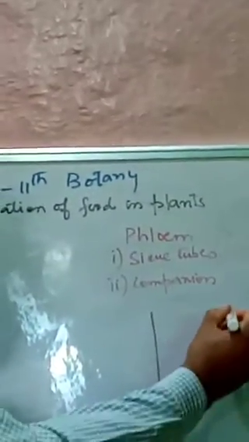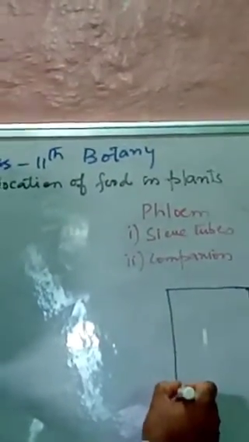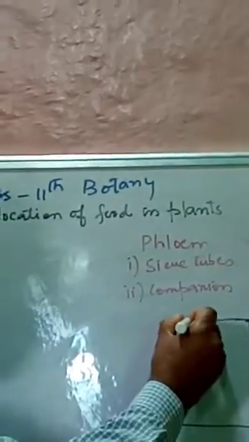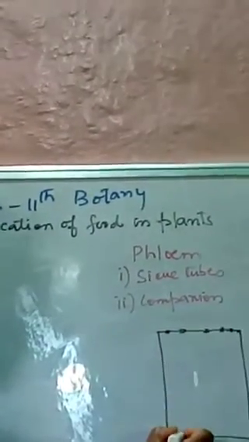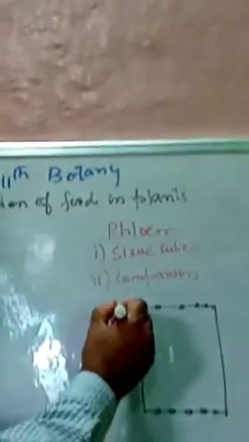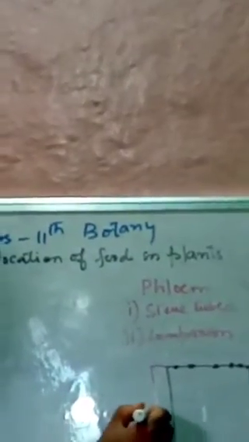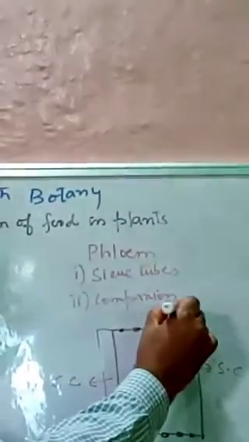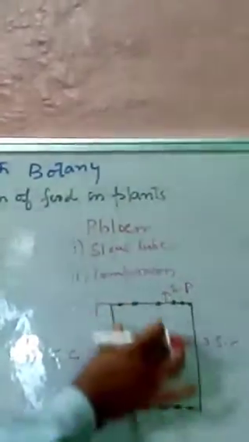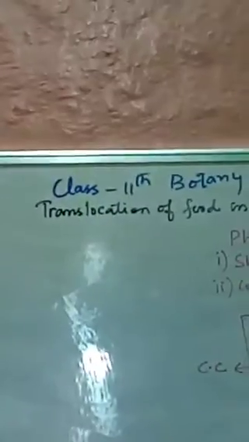These are somewhat elongated cells, and their walls are perforated. They have got these pores. These are called sieve plates, and they have this companion cell attached with them. If this is the companion cell and this is the sieve cell, and this is called the sieve plate, and this sieve plate is perforated, through which the food moves from one part to another part, or from one cell to another cell.